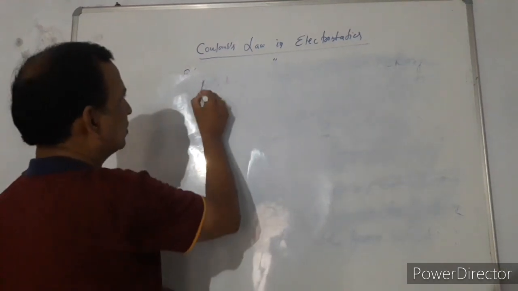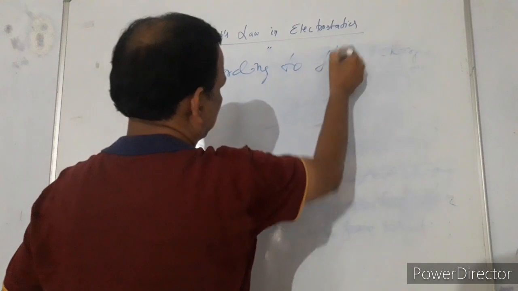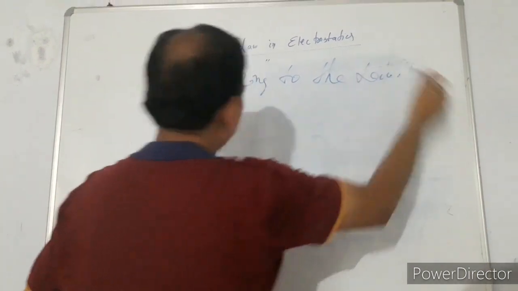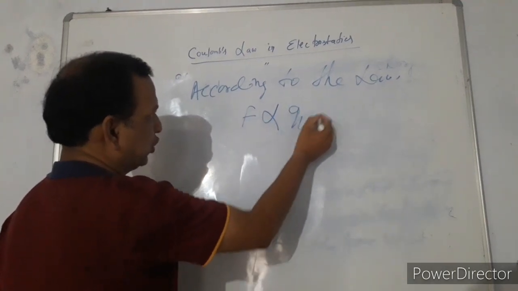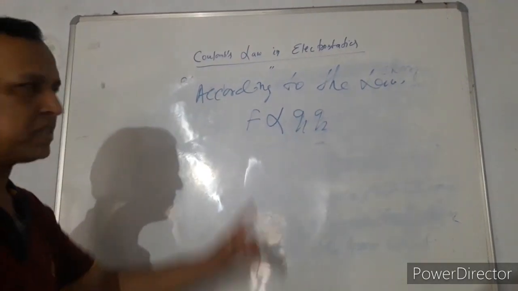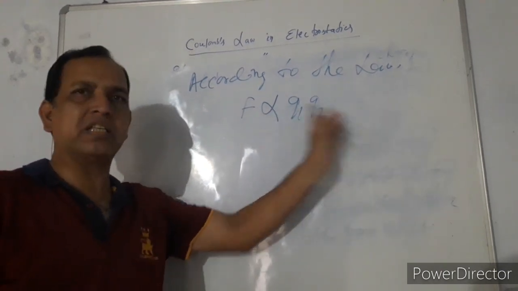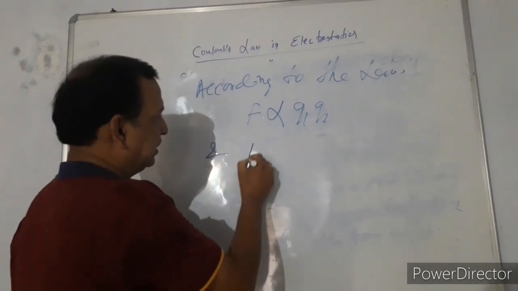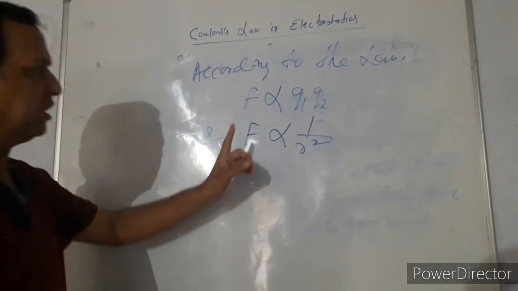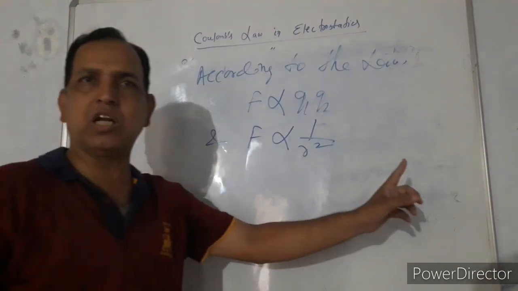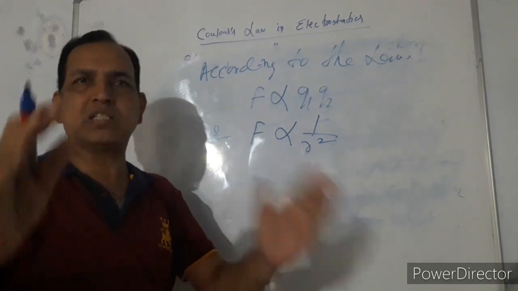According to the law, F is proportional to Q1 Q2. That means the force is directly proportional to the product of their charges. And F is inversely proportional to the square of the distance, that means the force is inversely proportional to the square of the distance between the two charges.